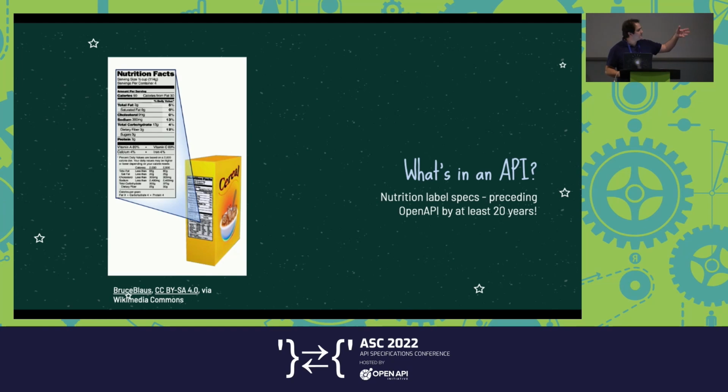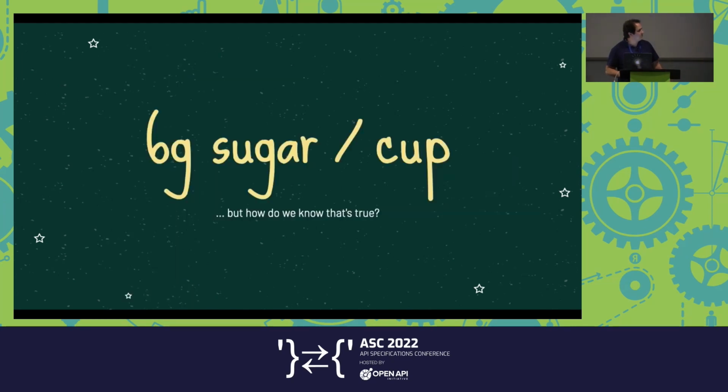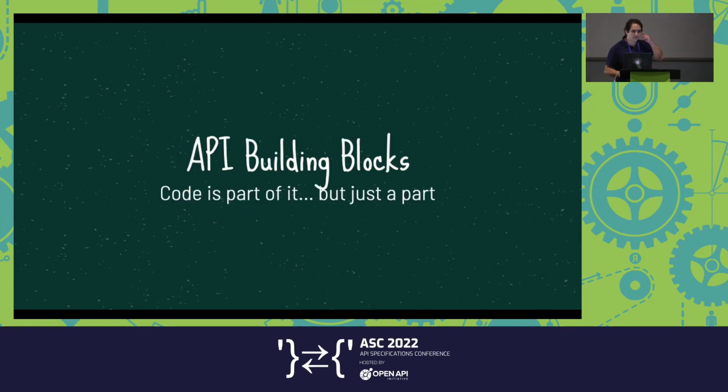And if you look at this particular nutrition label, you'll fairly easily find such facts as there's 6 grams of sugar per cup in this cereal. And my question is, how do we know that's really true? Right? As a consumer of this proto API, how do I know that it's really 6 grams of sugar? That's what I'm going to be talking about. So let's jump back into the world of APIs.